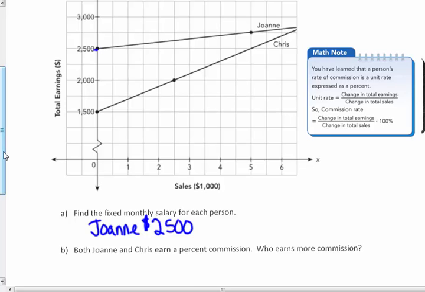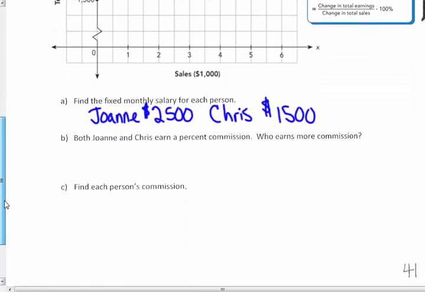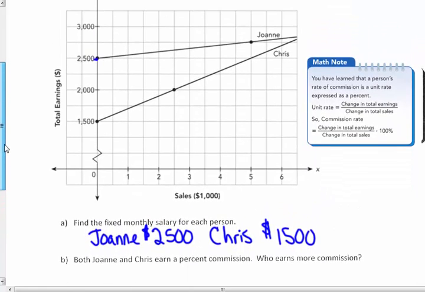And Chris earns $1,500 as a fixed salary. This is Chris's line here. Both Joanne and Chris earn a percent of commission. Who earns more commission?